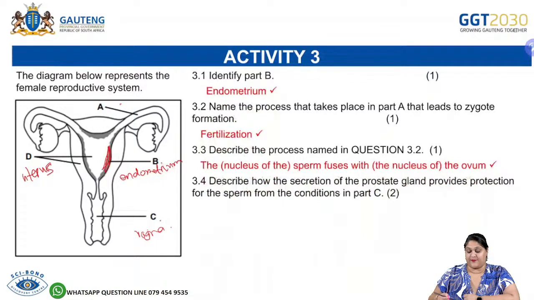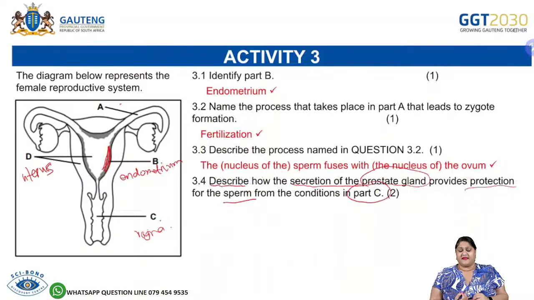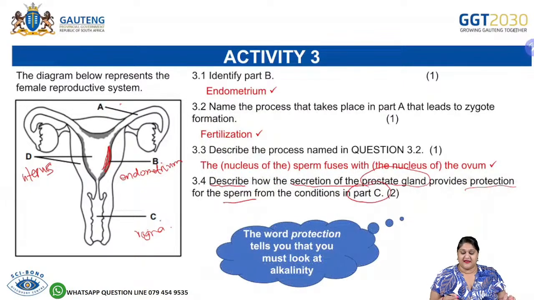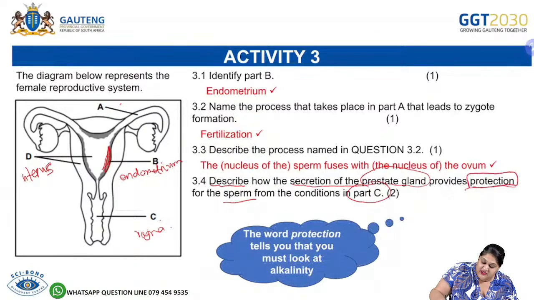Describe how the secretion of the prostate gland provides protection for the sperm from the conditions in part C. Oh, this one's also another loaded one. Firstly, they're asking us to describe. As we said recently, it's not only the prostate gland, but in this instance they are talking about the prostate gland. The word protection is giving you a clue that you must look at alkalinity.